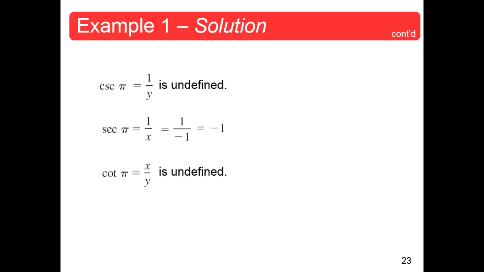And then the cotangent is x over y, which is negative 1 over 0, undefined.